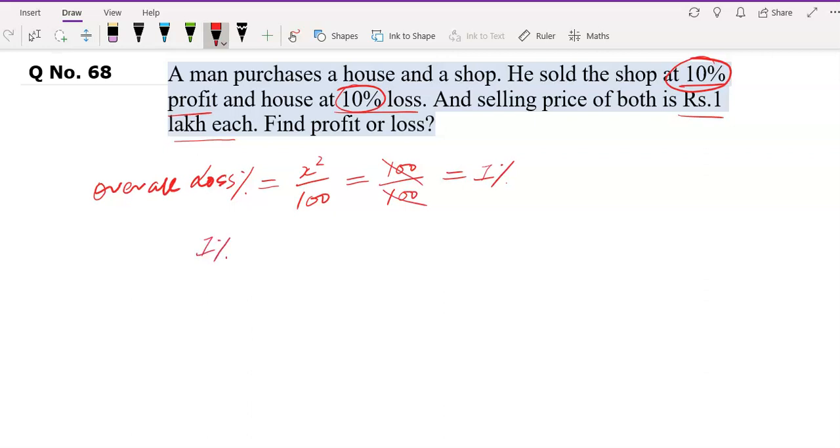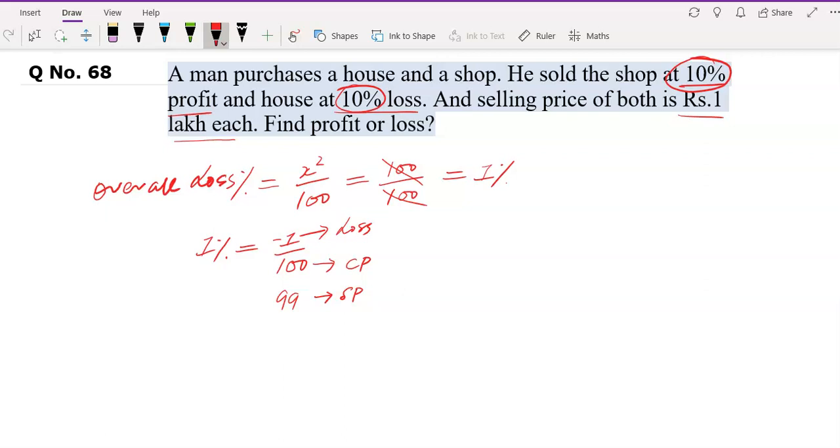Now 1% in fraction, we can write it as 1 upon 100. There is a loss. This is our loss. 100 is our CP. So if we need to find our SP, it will be how much? CP minus loss, 100 minus 1, 99. So 99 units is our SP, total SP.